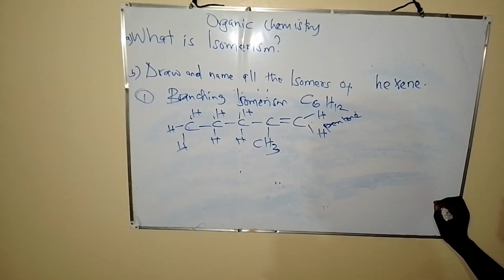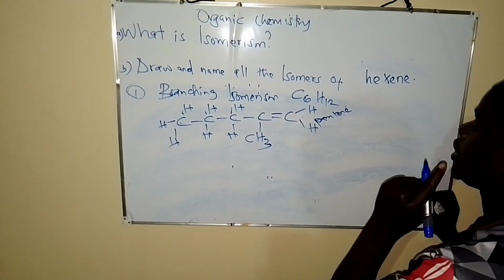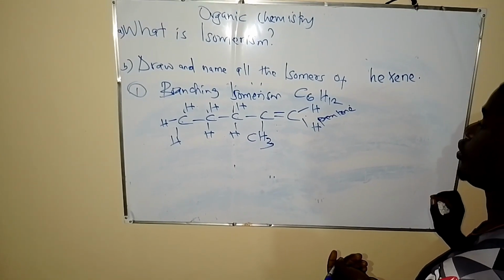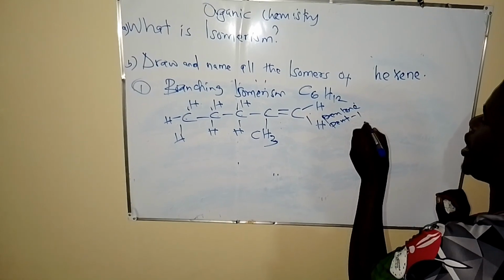You can have pentene somewhere. Where is the position of the double bond? It's at carbon number 1. So that is pent-1-ene.